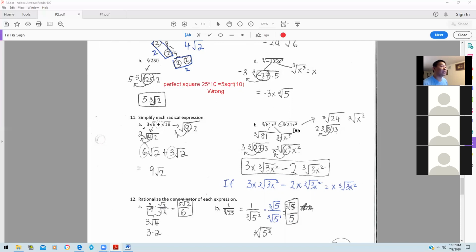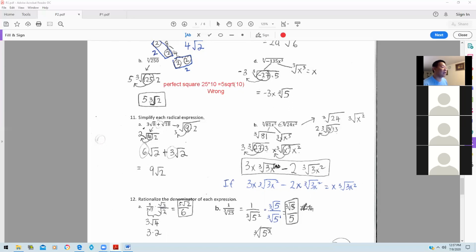And then we do the next one. This is tough, I tell you. The cube root of 24x squared: 24 is 8 times 3, and 8 is a perfect cube of 2. So this is 2 times the cube root of 3. x squared we cannot break down because 2 is too small to divide by 3. So this one is done. This is 2 and then the cube root of 3x squared.